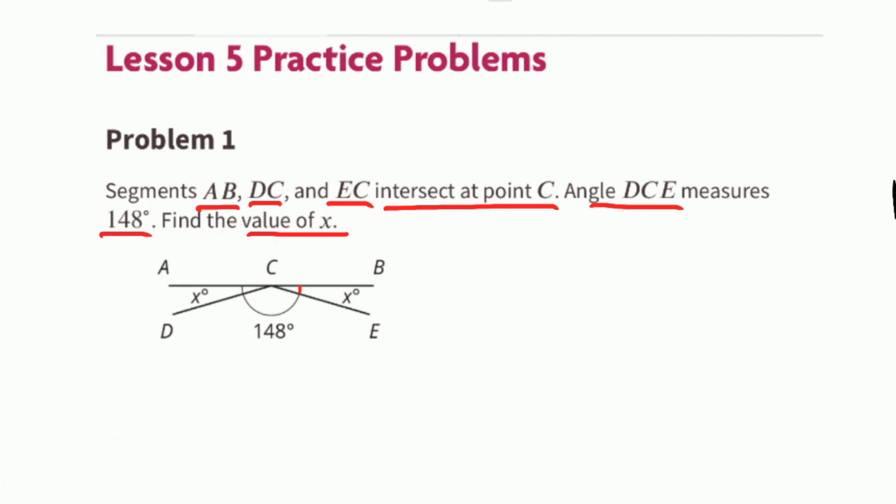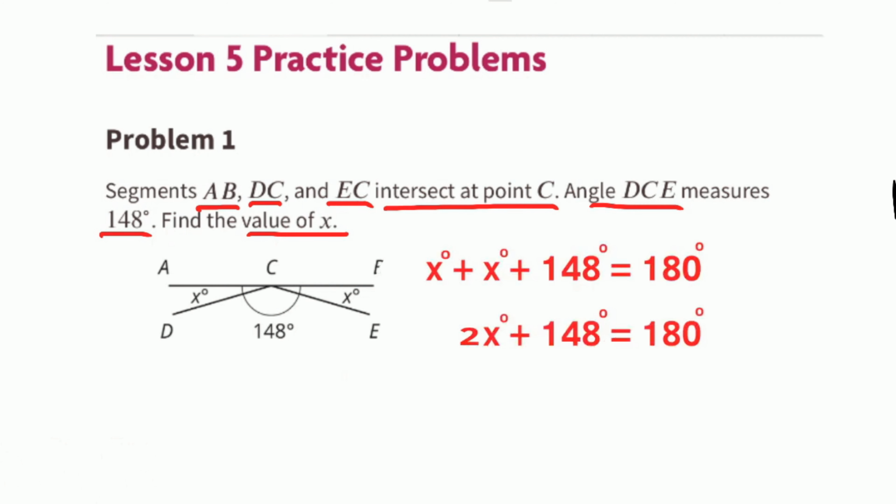The sum of these three angles will equal 180 degrees. So x plus 148 degrees plus x will equal 180 degrees. X degrees plus 148 degrees equals 180 degrees. That's the same as 2x degrees plus 148 degrees equals 180 degrees.